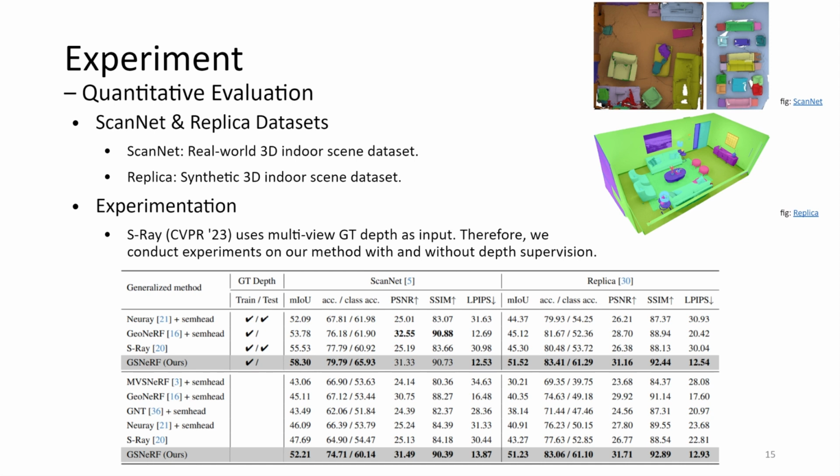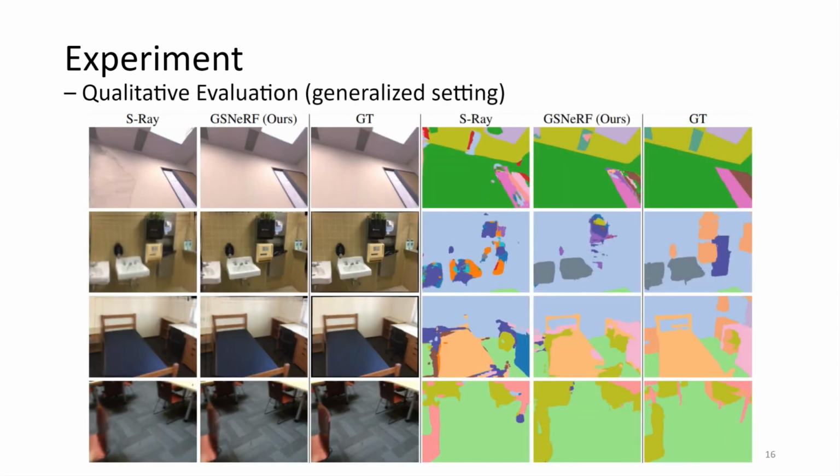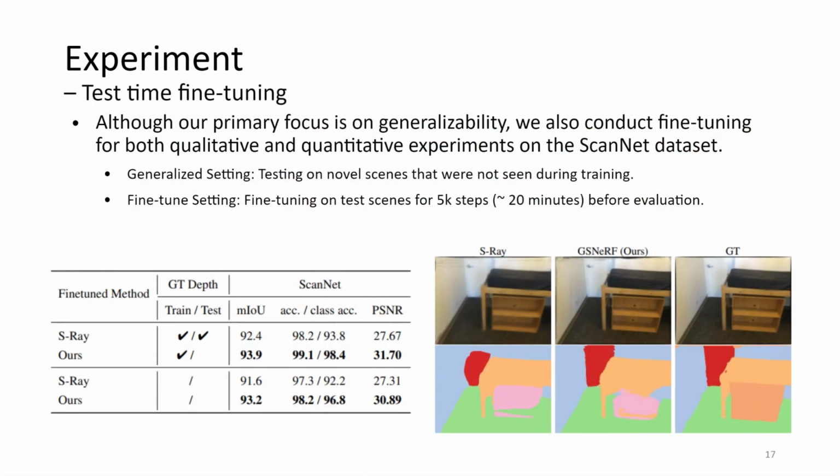Our method consistently outperforms previous approaches across all metrics on both real-world and synthetic datasets. Here are some qualitative results. These were obtained in a generalized setting, meaning the scenes were unseen during training. Thanks to our specialized sampling strategy, our image rendering quality significantly surpasses that of S-Ray. Additionally, our semantic rendering results exhibit fewer artifacts and are less fragmented. We also show fine-tuned setting results here.